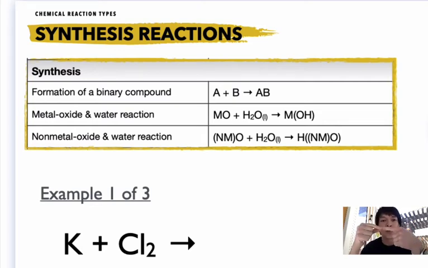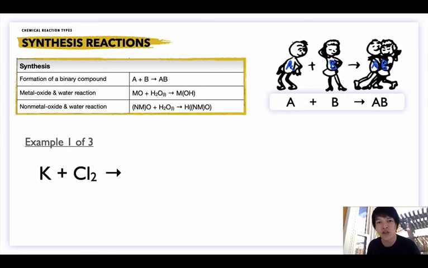The first type is called the formation of a binary compound, where two lone elements come together, and then they form a compound, which is two elements bonded together. The second type of synthesis reaction is called a metal oxide and water reaction, and it's basically in the name. You need a metal oxide and water. The third type is called a non-metal oxide and water reaction. And just like in the name, you need a non-metal oxide and water. Let's look at the bottom now.